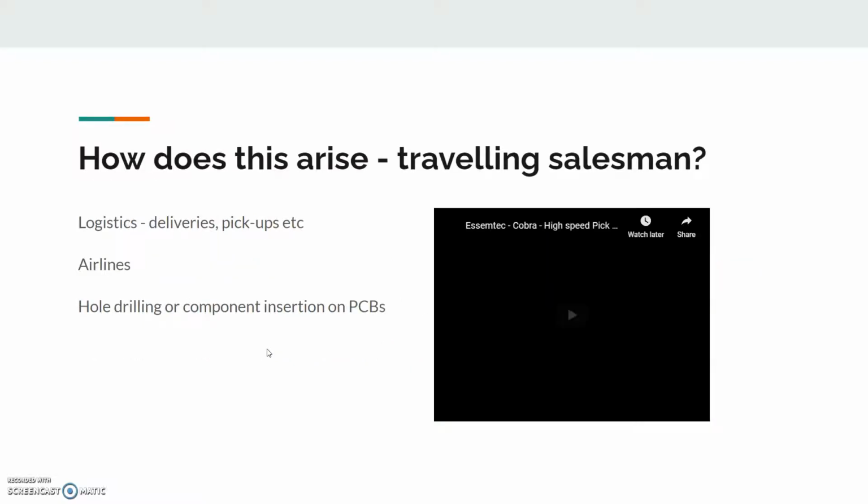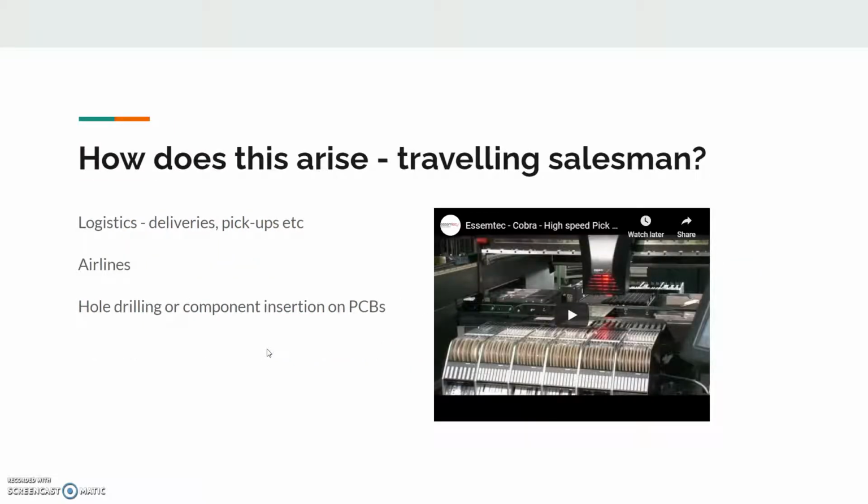So for the DCAT we need to look into how this is relevant. Why do we study a topic like this? Now obviously if you're a travelling salesman there's a relevance to what we're doing, but it goes beyond that.